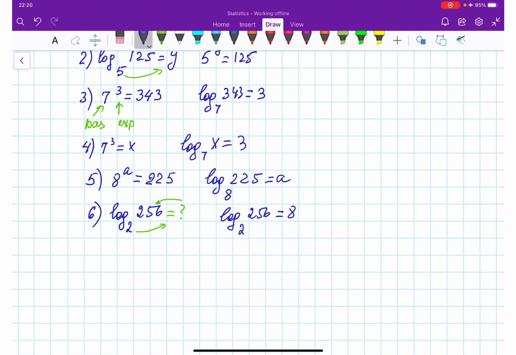Question number 7. We need to evaluate how much it will be, which means 7 raised to what power you get 1/7. We take 7 raised to power -1, right? That gives us 1/7, which means logarithm 1/7 by base 7 is equal -1. We are raising to power -1.